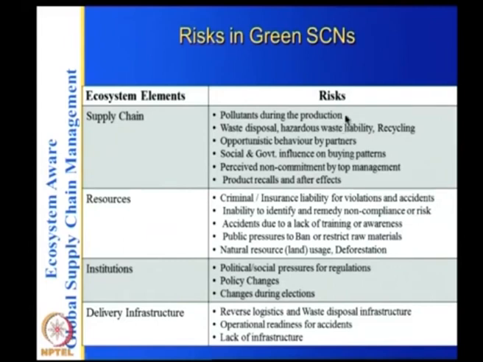So this will raise a lot of social activities, because if you are basically spoiling the water, or spoiling the air and so on, you have to spend time and money to clean the environment afterwards, after polluting it. You have to have waste disposal, hazardous waste liability, and recycling. The waste disposal takes time and energy, and there is hazardous waste liability. If you have nuclear waste, then you have to ship it to some other place.